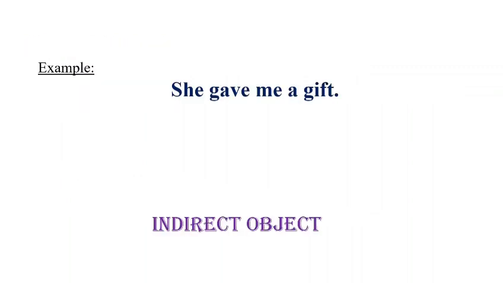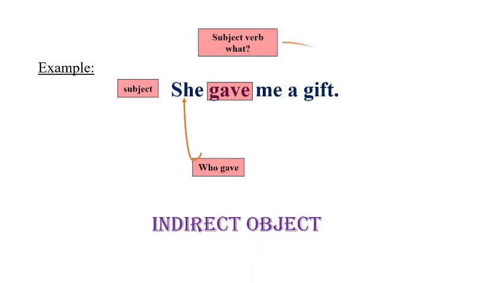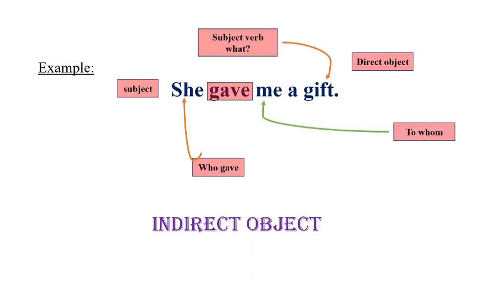She gave me a gift. So the formula is the same. First, you have to identify the verb, gave. Who gave? She. She is the subject. She gave what? A gift. A gift is the direct object. A gift to whom? Me. So me is the indirect object.